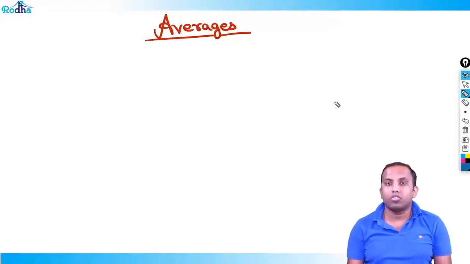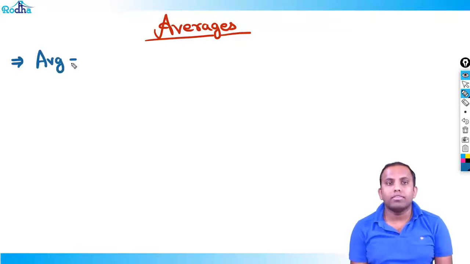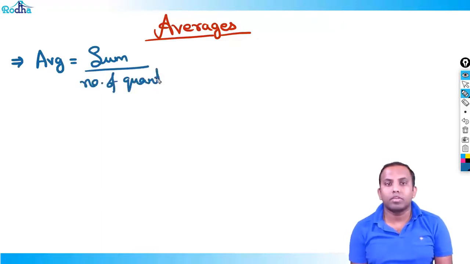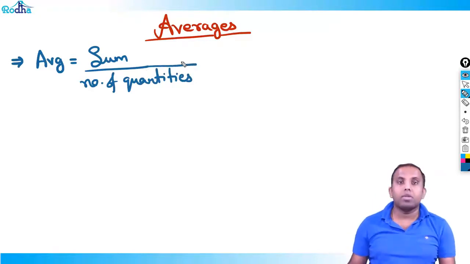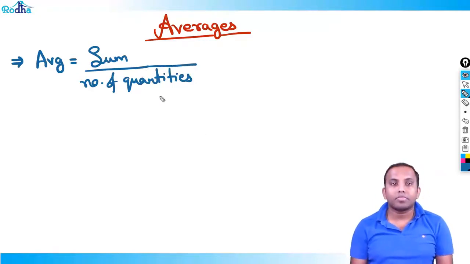Okay, so averages. See, now by formula we know what is average, right? Average is sum upon number of quantities. Sum upon number of quantities, right? So it is sum upon number of quantities is average.